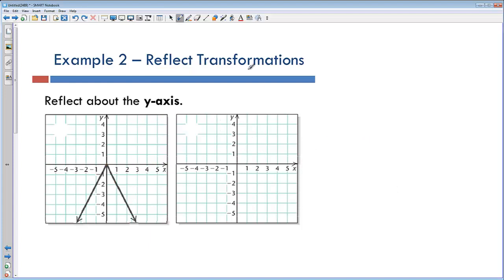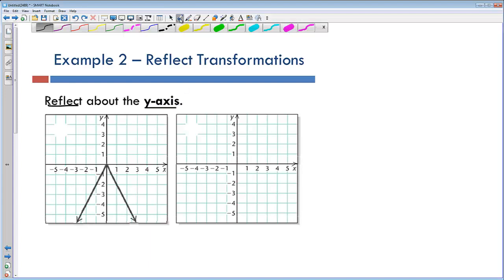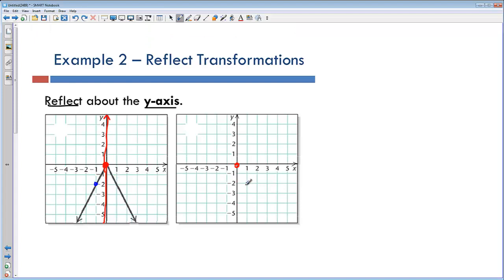Let's look at the next one. This is a reflection about the y-axis. And so let's draw the y-axis real quick. I'll do that one in red. So here's the y-axis right here. And what we want to do is reflect about the y-axis now. And so we'll take our red point right here. If we reflect about the y-axis, it stays right where it's at. Our little blue point right here, it's going to reflect about the y, so it's going to go to the other side. So it goes to this side.